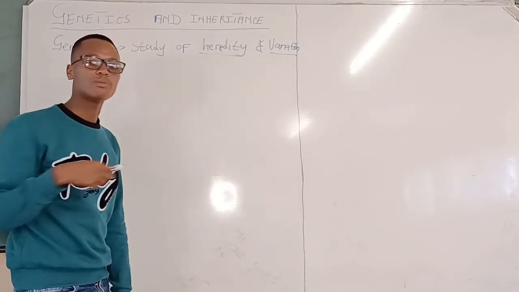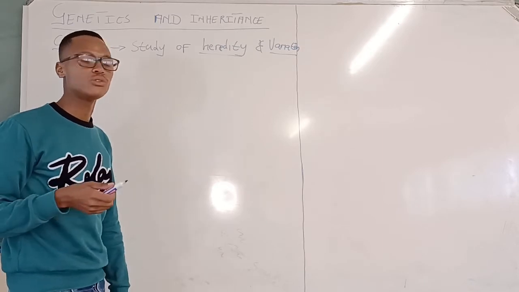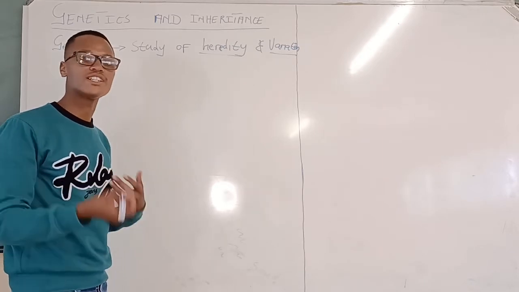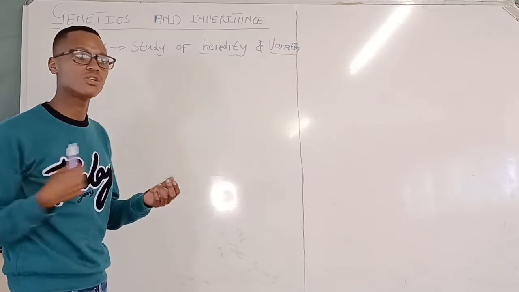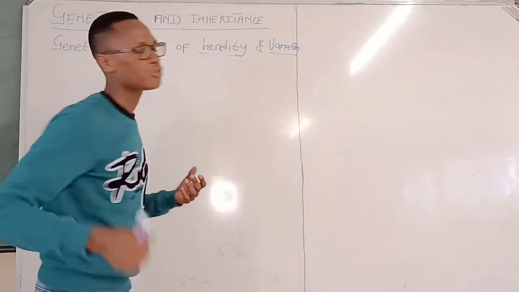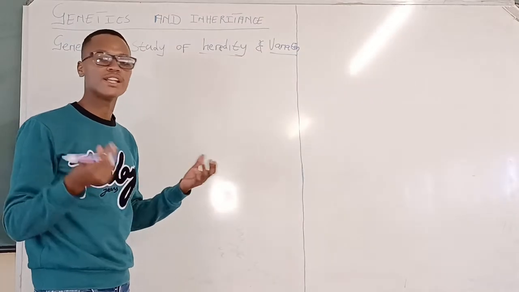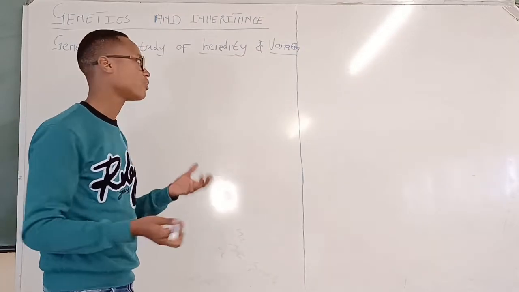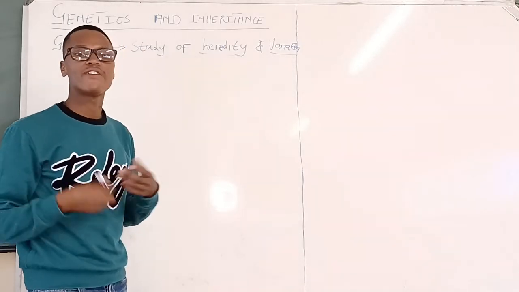In the previous topic, when we were busy studying meiosis, we talked about genes that are found in the DNA. Now we're going to check how those genes are able to pass to the offspring. That's why we call it heredity. And then variation: we're talking about differences, the differences that are found among people. We're going to talk about those variations. What is it that is responsible for that variation?